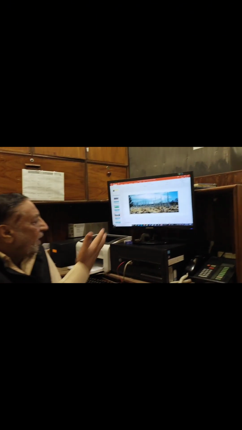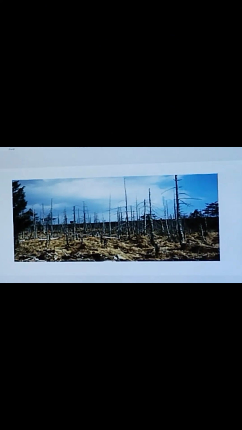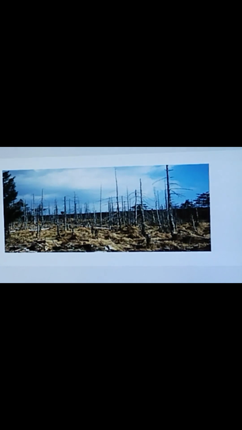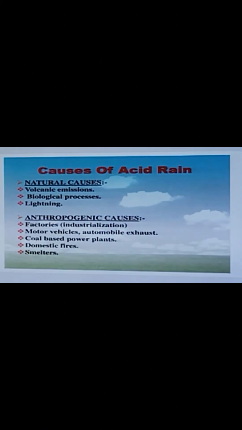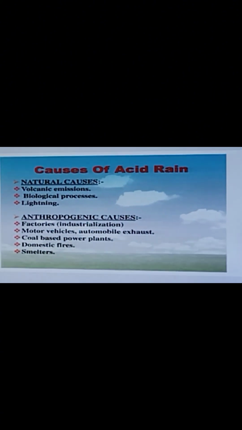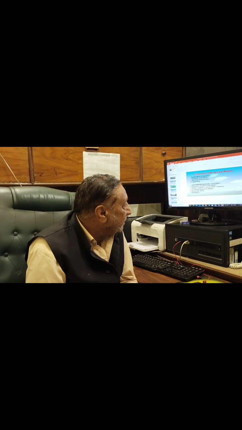And you can see how the green belt is converted into a dry as well as a non-living, non-green belt. So you can see all these trees were green. And then coming to the causes of acid rain, natural causes, volcanic emission, and this can be another MCQ for the postgraduate, that what are the causes of the acid rain.